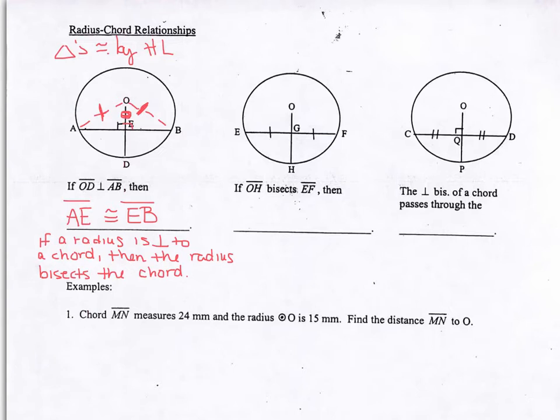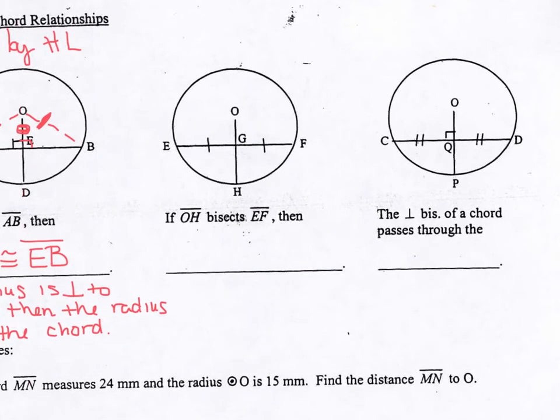Okay, looking at our next circle. Now we're told that OH bisects EF. Well, we hopefully know that this is just the converse, but let's prove it and figure out what we can do here. I'm going to zoom in a little bit. I'm going to once again draw those radii in, creating triangles. Well, now I have radii congruent.